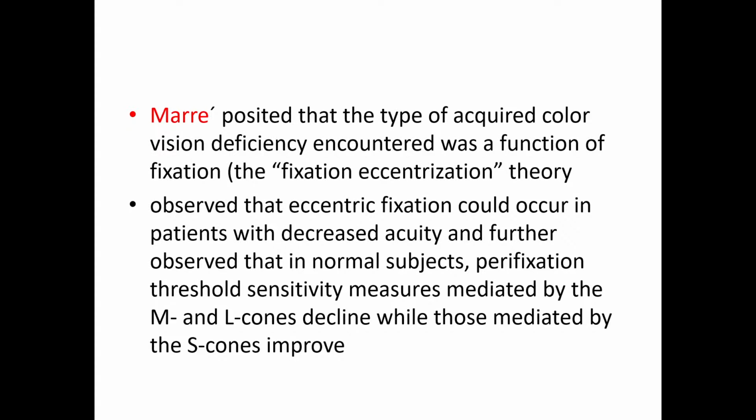Verriest posited that the type of acquired color vision deficiency encountered was a function of fixation, the fixation eccentricization theory. He observed that eccentric fixation could occur in patients with decreased visual acuity. Normally, when the patient has more gross loss of vision, the patient will have eccentric fixation, as we see in coloboma and so on. He also further observed that in normal subjects, prefixation threshold sensitivity measures mediated by the green and red cones decline, while those mediated by the S cones improved.